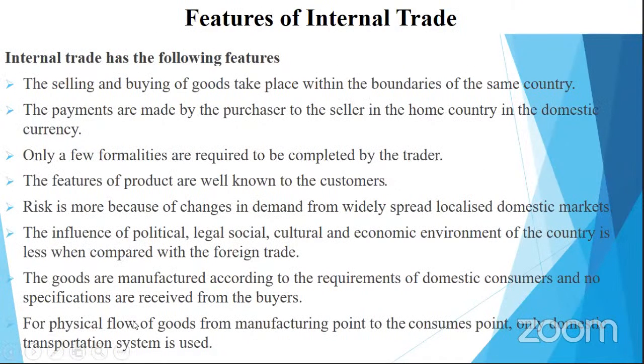And for the physical flow of goods from the manufacturing point to the consumer point, only the domestic transportation system is used. Domestic transportation means you can use roadways, and if it is to another state, you can use railways. But if you want to export or import to other countries, we may use waterways also. But transportation in internal trade will be the domestic transportation system. So these are the features of internal trade.